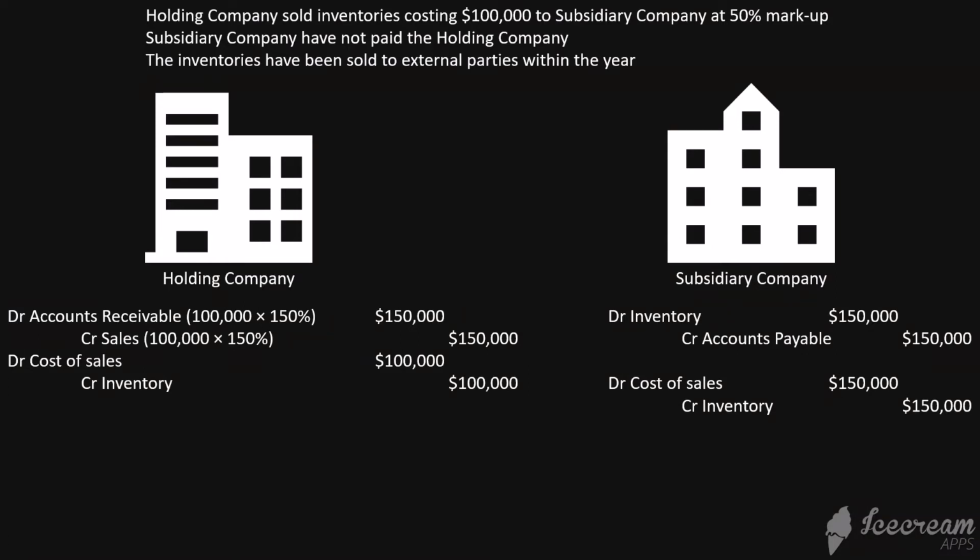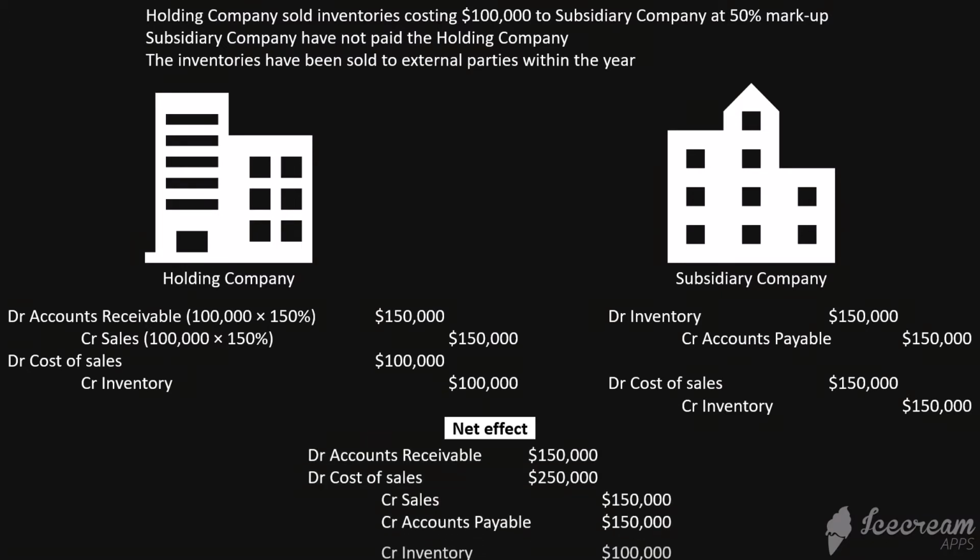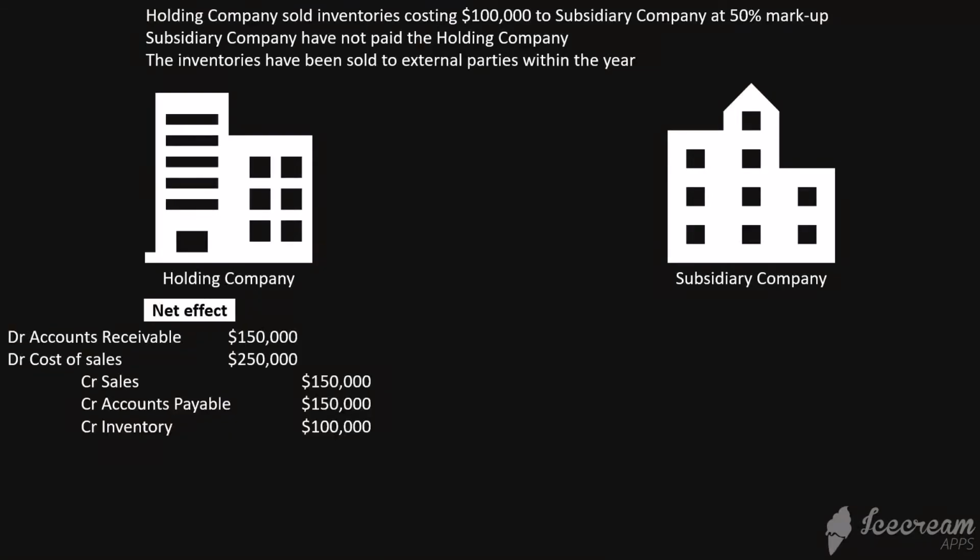This entry is not an internal transaction between companies of the same group. It is a transaction with an external party, so it will not be eliminated upon consolidation. Let's compute the net effect of these journal entries. Next, let's identify only the journal entries of transactions with external parties.